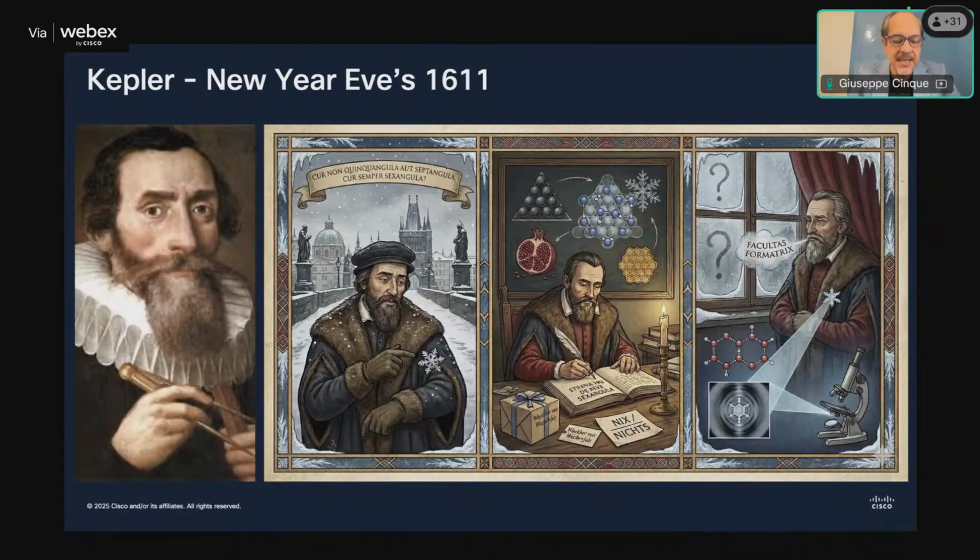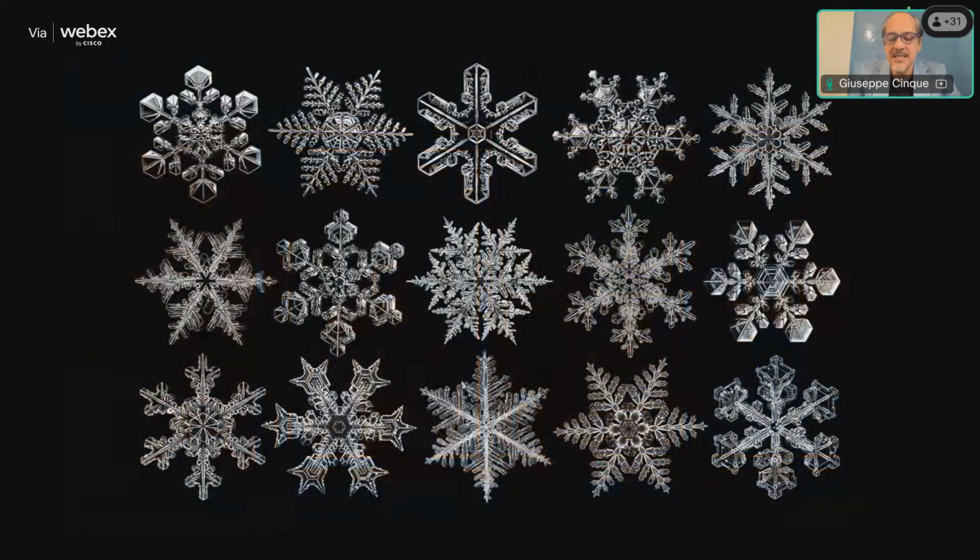And he realized that there is such a beauty inside the snowflake. And he was pondering why this snowflake always has this six-sided symmetry. Why not 5? Why not 3? Right? They always have this six-sided symmetry. And he decided to write an essay and to make this a gift for his host.